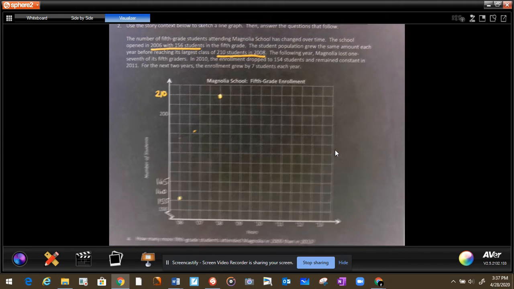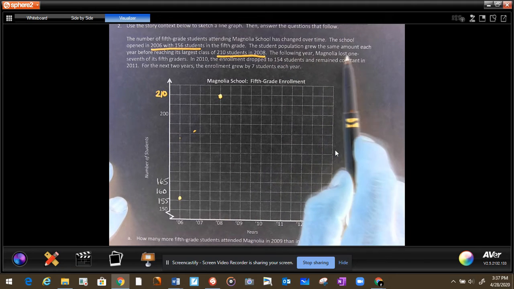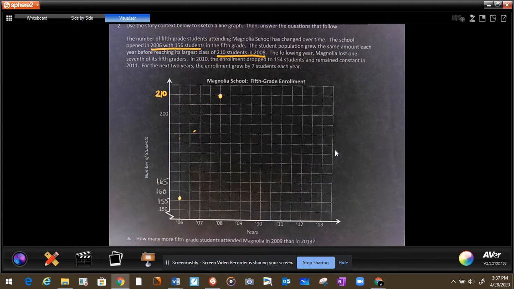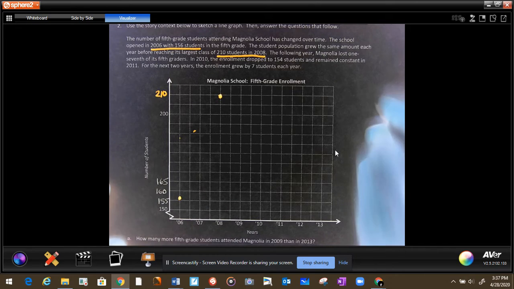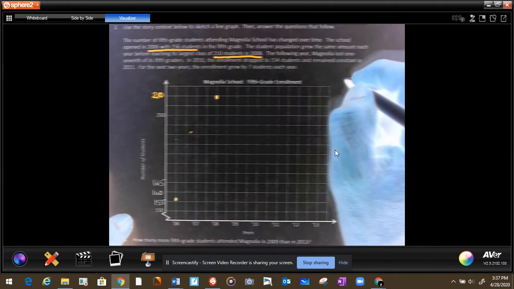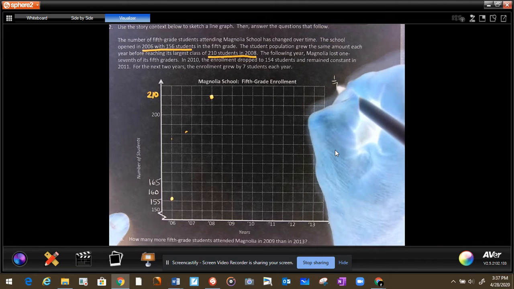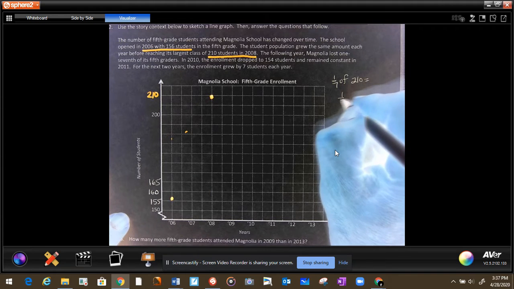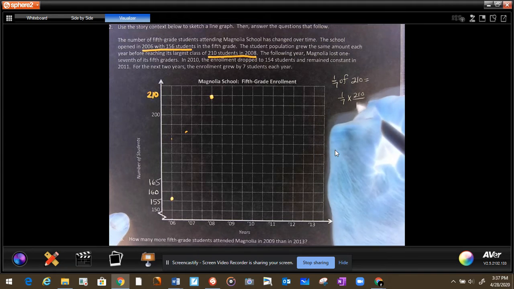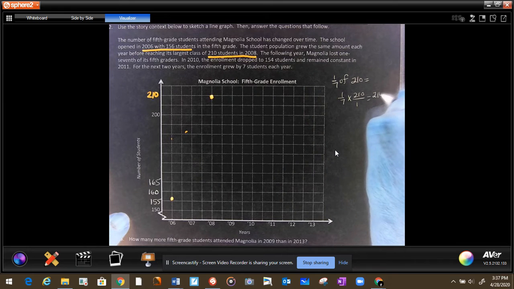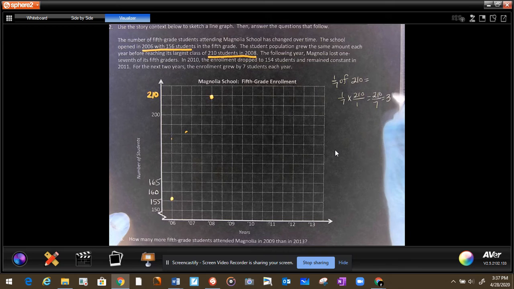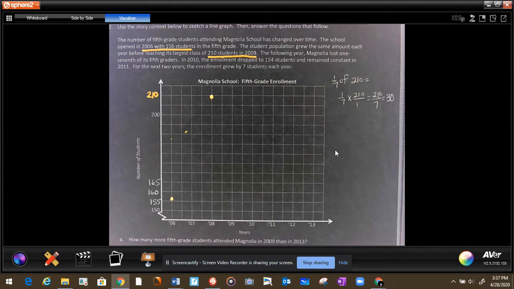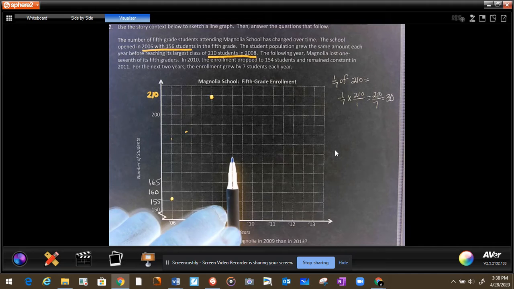Now, our next piece of information is that the following year, Magnolia lost 1/7 of its fifth graders. So it lost 1/7 of those. Remember, this is review. We're going to do 1/7 of 210, and that turns into a multiplication. This becomes 210 divided by 7, and the answer is 30. 210 divided by 7 equals 30. So it lost 30 students. We have to decrease this number for 2009. It's going to go down by 30 students.